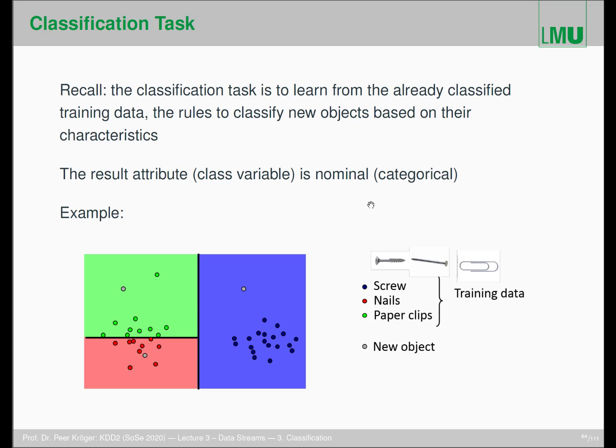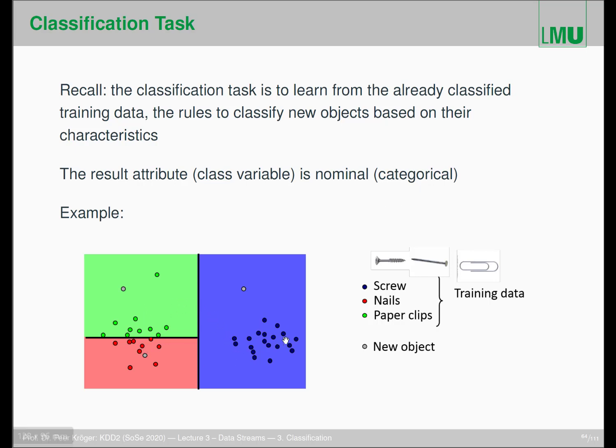The classification task is to learn from already classified data, so already labeled data. We have the training data, and we want to learn the rules to classify new objects based on the characteristics of the training data. And the result attribute, the class variable, the target variable, is typically categorical. That is the difference to regression, where the target variable is typically numerical.